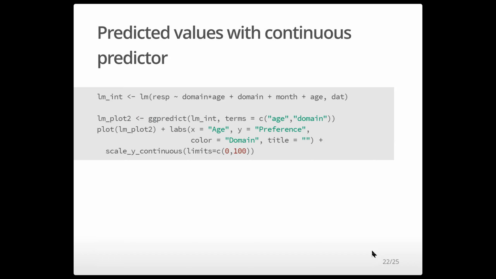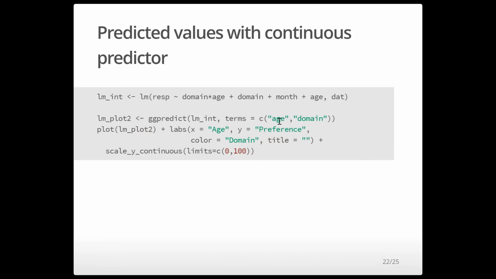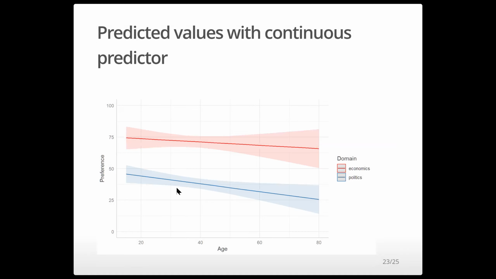So if we use a continuous predictor instead, we can do the same thing, and this will give us a nice line plot. So here I'm separating by domain while the x-axis is age. And again, I'm doing my aesthetic tweaks. And so this gives us a nice line plot with this confidence band.